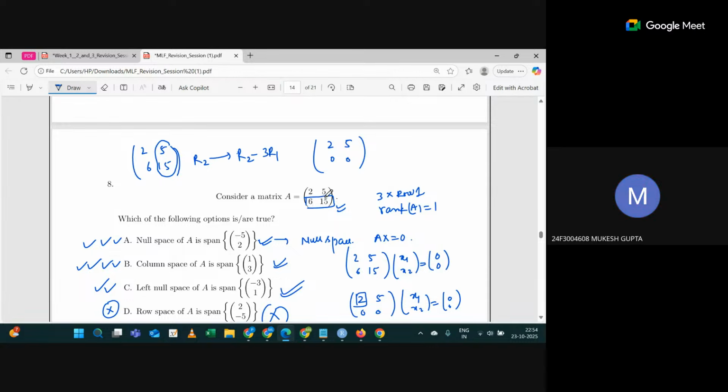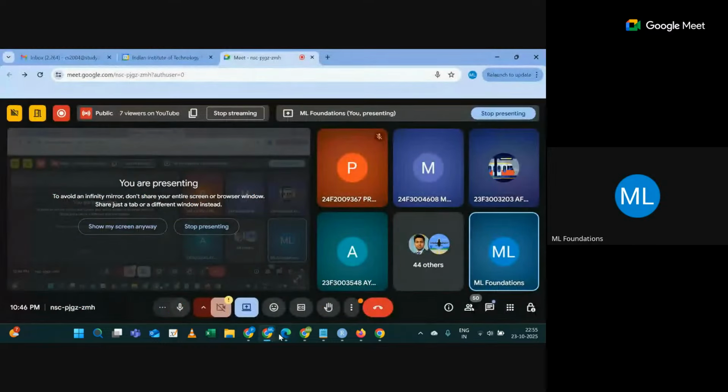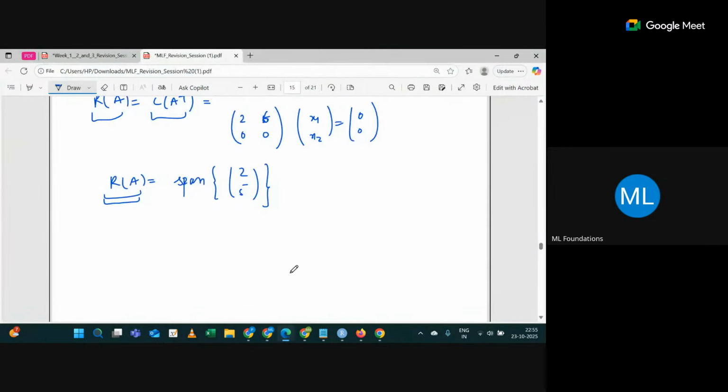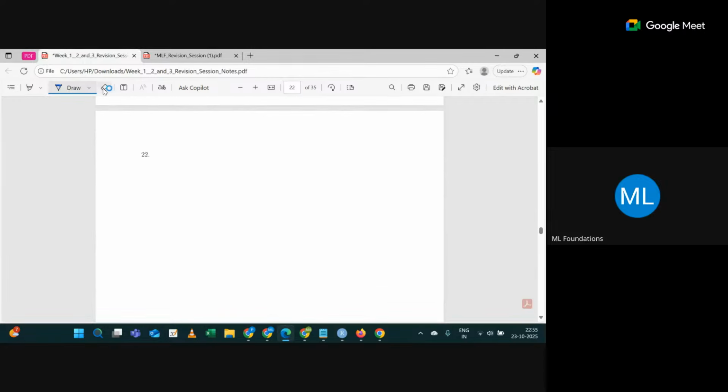Non-zero row in the REF form. Non-zero row, yeah, in row reduced echelon form. Yes. Okay, so till this point everyone is okay? Okay, so the next thing I would like to discuss is called orthogonal vectors.